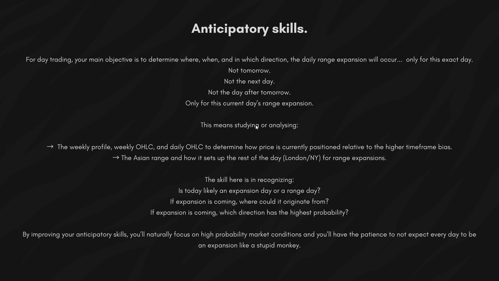Okay, so just to summarize everything, the skill here is in recognizing: is today likely an expansion day or a range day? And if expansion is expected, where could it originate from and which direction has the highest probability? The most important element here is to determine: is today likely an expansion day or not, or is it just a ranging day, or could it have a short-term counter transaction against the weekly bias?